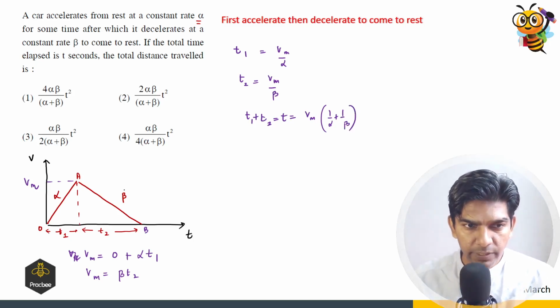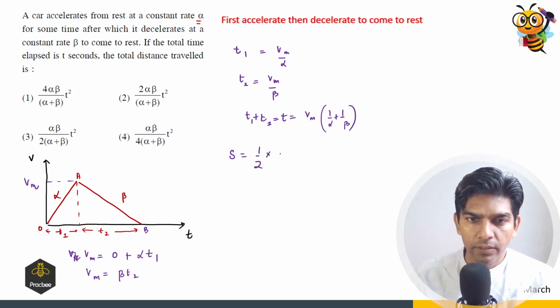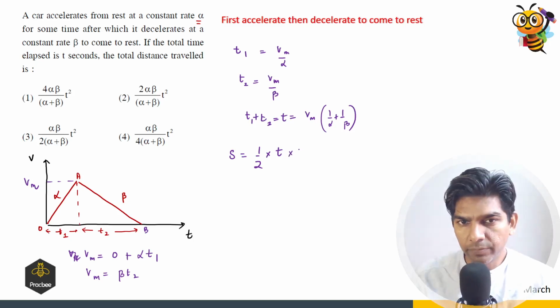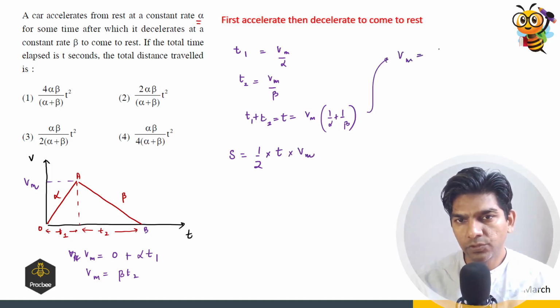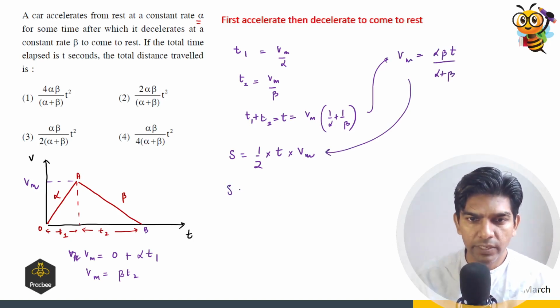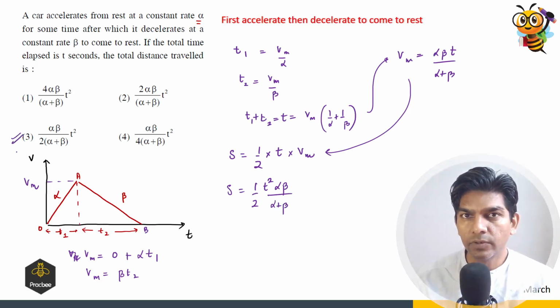And we know that the displacement is nothing but the area under the velocity time graph, so it will be half, and the base is nothing but the total time, and the height is Vm. Now from this we can say Vm equals alpha beta t divided by alpha plus beta. Now I'm going to substitute the Vm value in this equation, so S comes out to be half t square alpha beta upon alpha plus beta. So option 3 is the right answer.